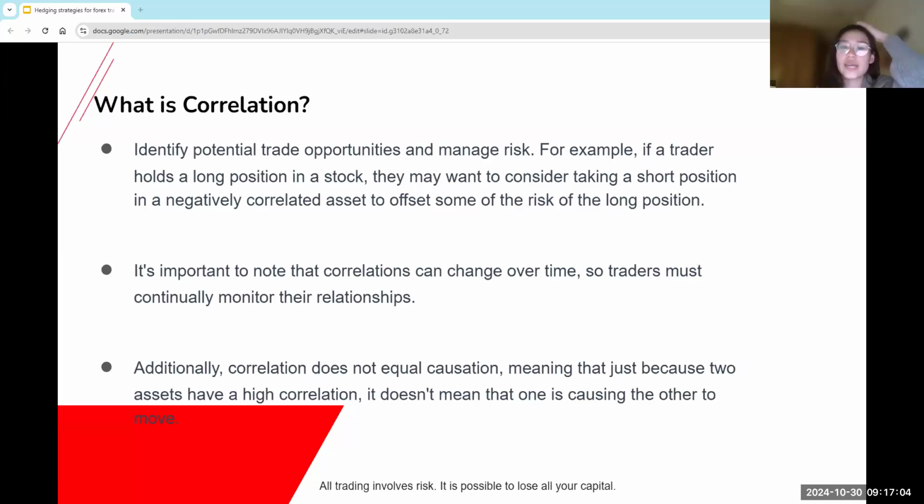It's important to note that correlations can change over time, so traders must continually monitor their relationships. Additionally, correlation does not equal causation, meaning that just because two assets have a high correlation, it doesn't mean that one is causing the other to move.